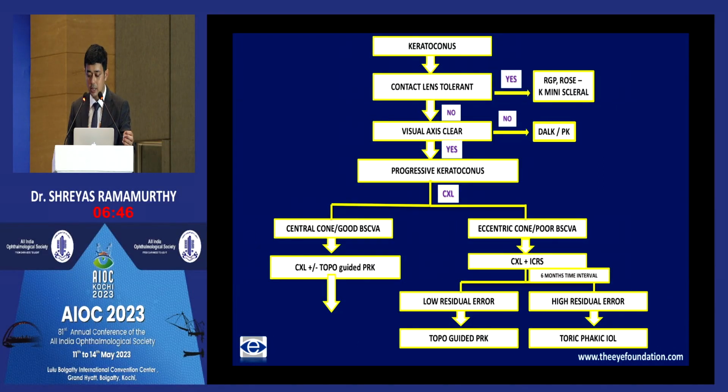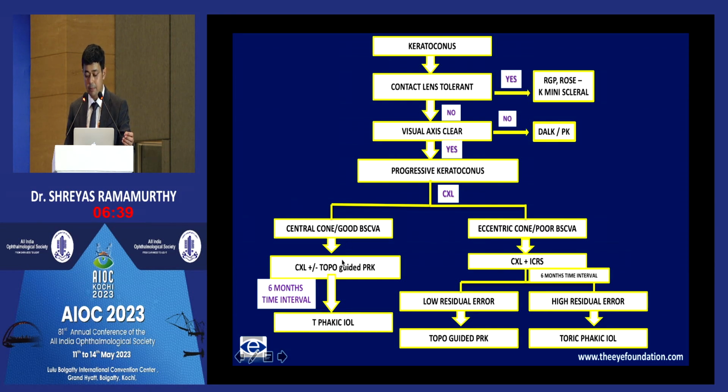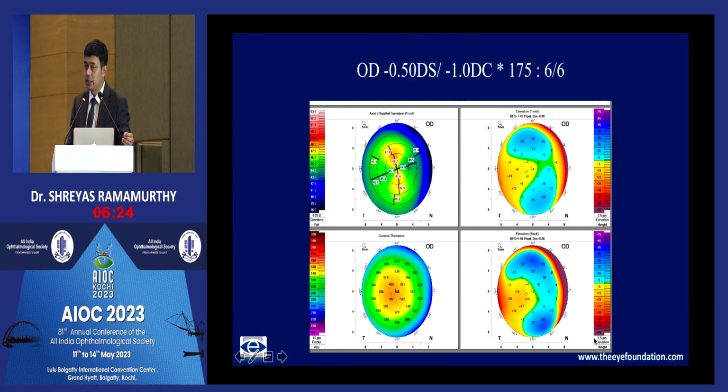So like I mentioned, in a progressive keratoconus, in a central cone with good spectacle corrected visual acuity, you can do a topo-guided PRK plus cross-linking, and then after a time interval do a toric phakic IOL. If it's an eccentric cone, you could even do an intracorneal ring segment. And for a very low residual error with good pachymetry, you could do a topo-guided PRK. With a higher residual error, you could do a toric phakic IOL.